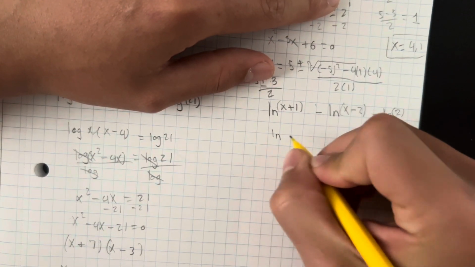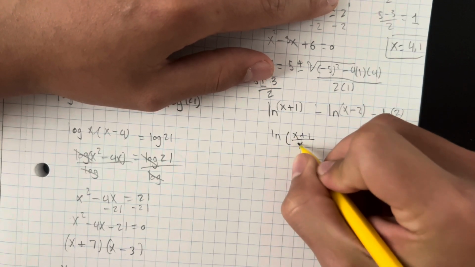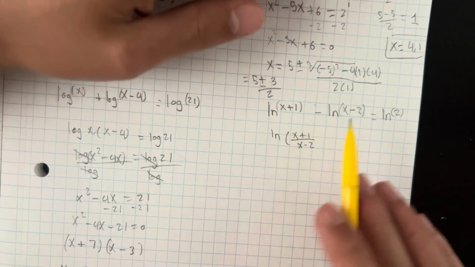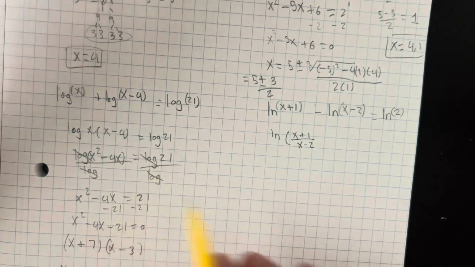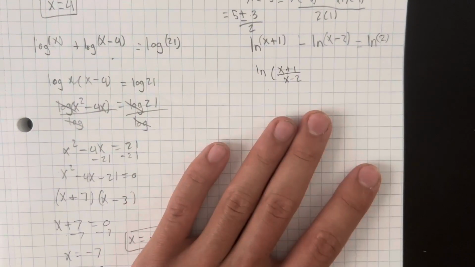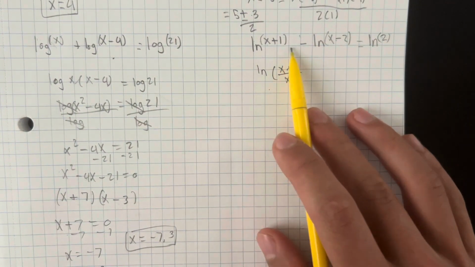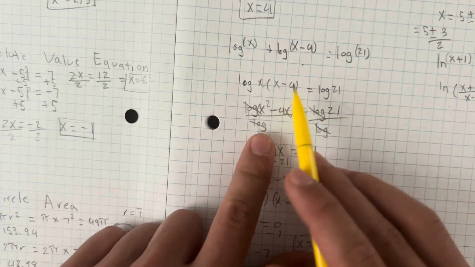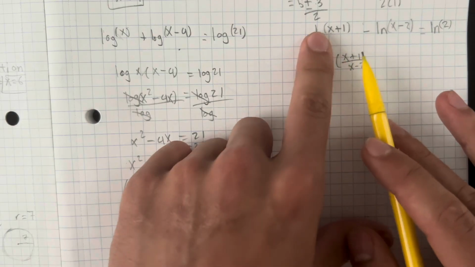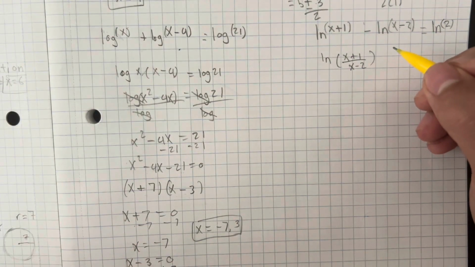So ln x plus 1 over x minus 2. Quotient rule, because this is negative, where we saw before where the logs here were plus. Yes, according to the quotient rule, since this is negative, we can divide these two, and back here when it was plus, we could have multiplied those two. So that's why I multiplied the x here, and that's why I'm dividing the x plus 1 by x minus 2. So that's what we're doing.